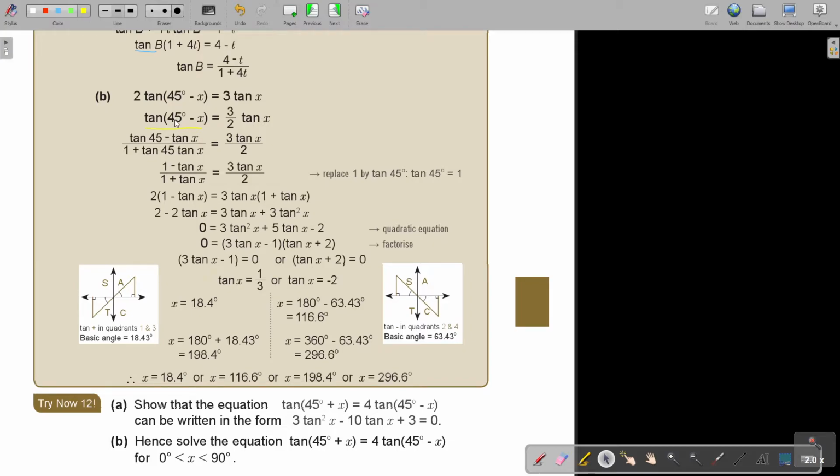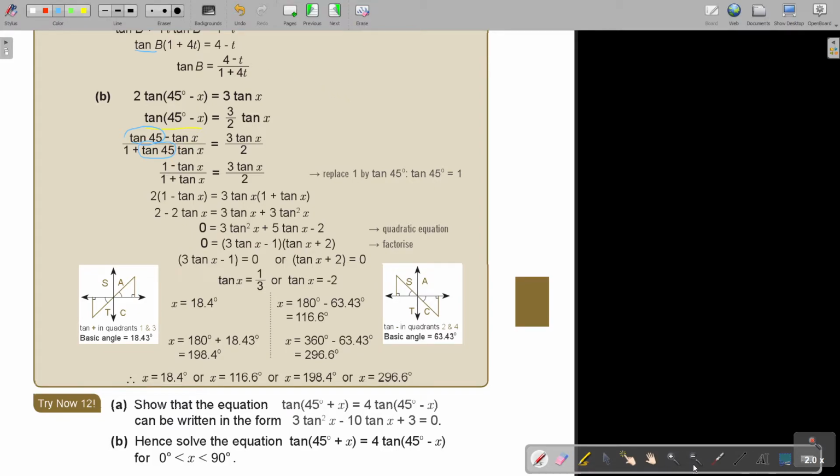Now I'm going to follow my compound formula for tan. So it's going to be tan 45 minus tan x. Remember, same sign. And then it's going to be 1, and then opposite sign, tan 45 tan x. Don't forget, as soon as you see tan 45, I always know it's 1. And can I show you again?